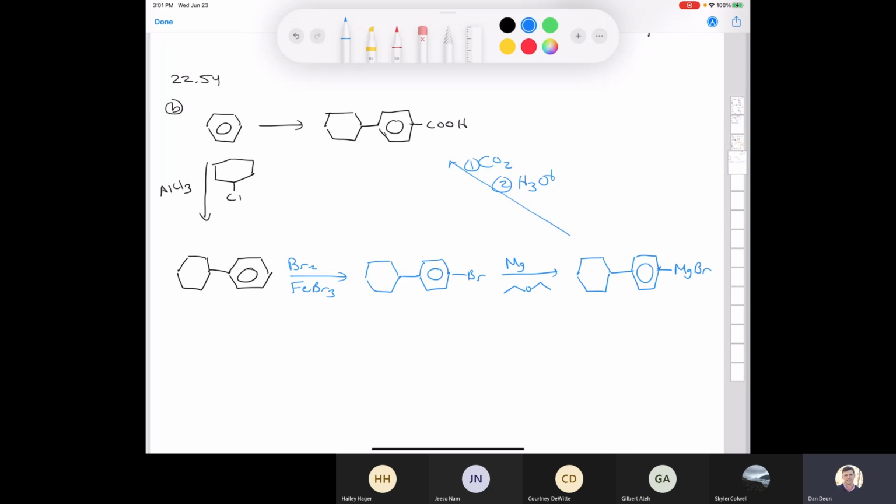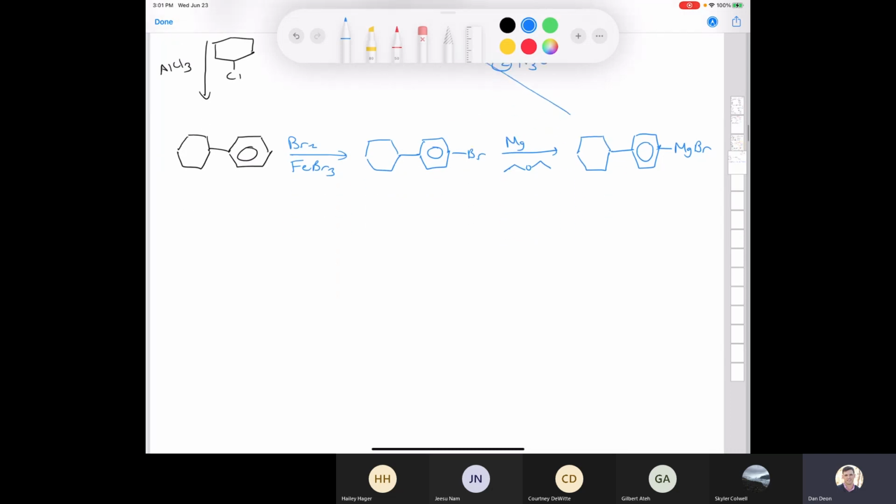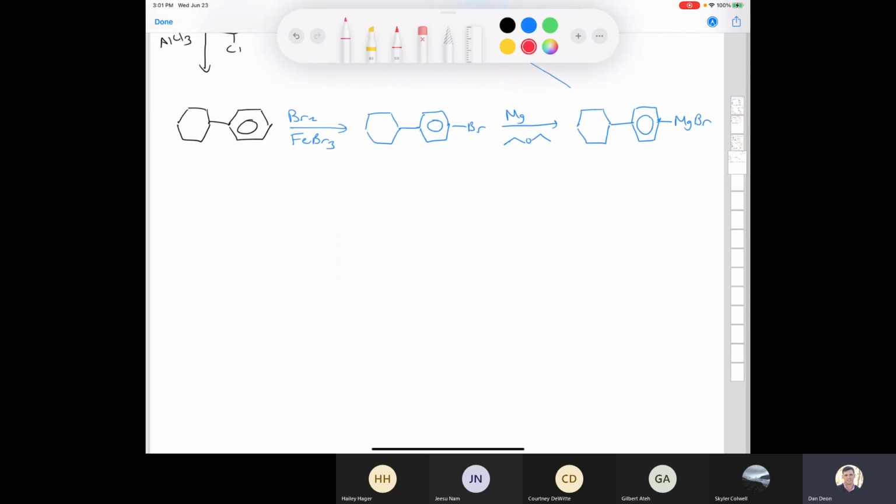If you want to go the Sandmeyer route, that would work too. I don't see why not. You could just do the nitration on the ring. So since this is an ortho para director, you would just treat this with nitric acid and sulfuric acid. There we go. And that would install the nitro group. So let's draw a nitro group over here.